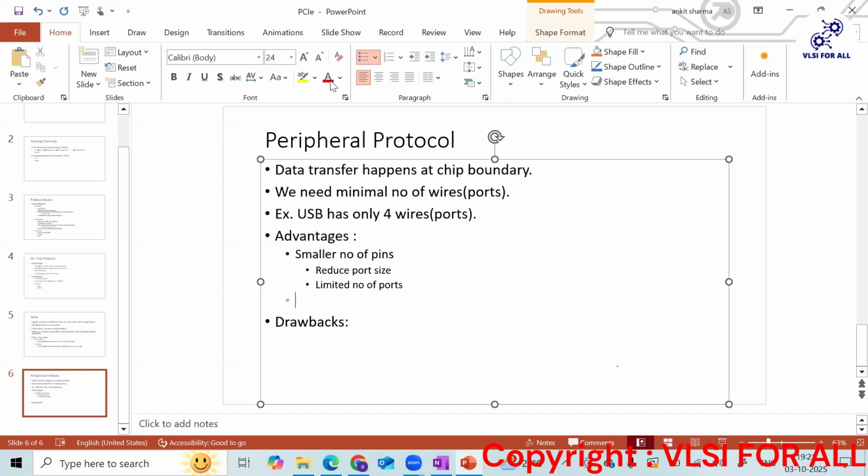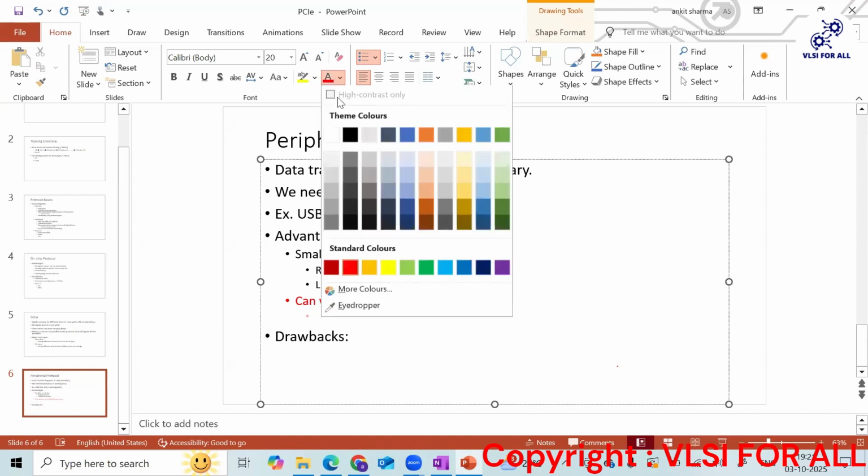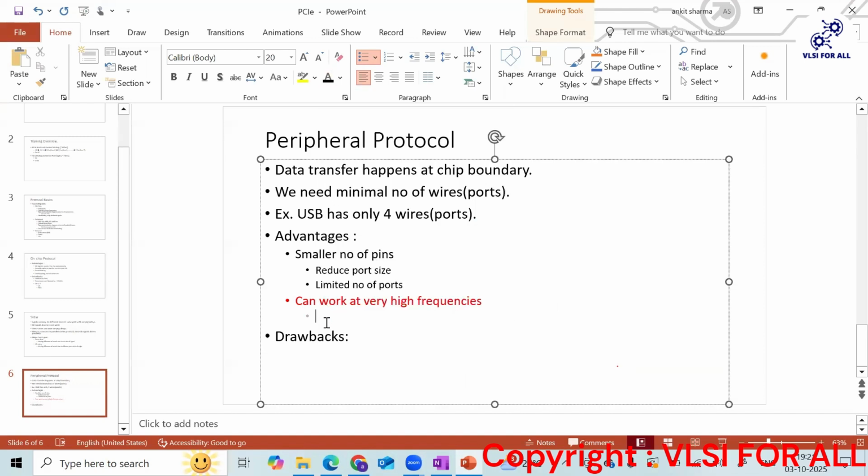So this is the main advantage of this: it can work at even, I should say, very high frequencies. Now you should think, why can it work at very high frequencies? So anyone want to add something here? How can it work, or how is it different, or what is the main key thing which we are using here to achieve very high frequency?